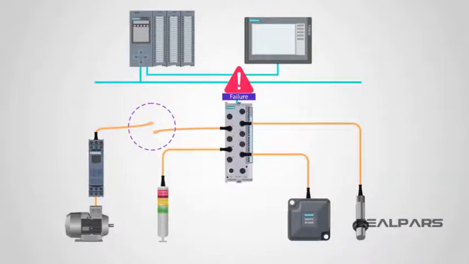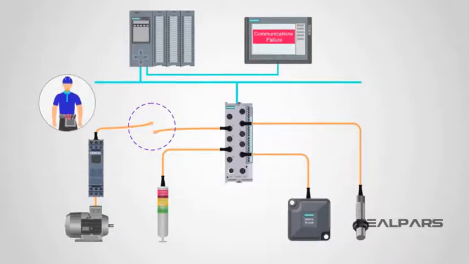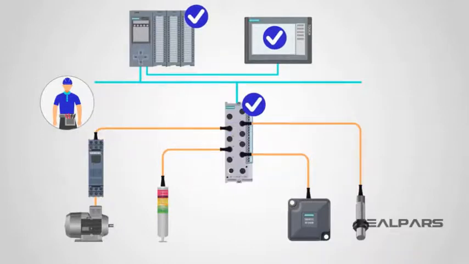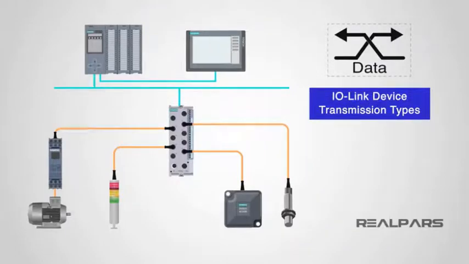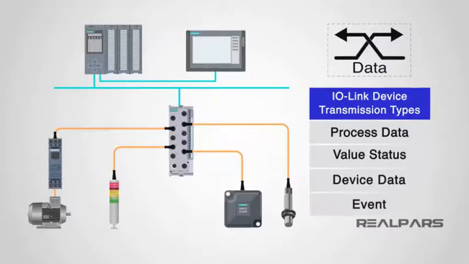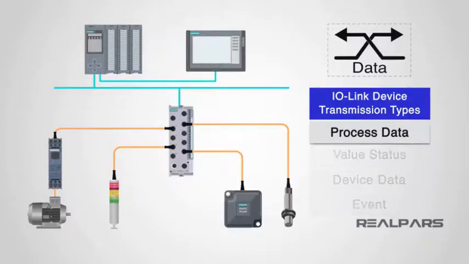Upon recognizing this, the I/O link master will signal the communications failure to the higher level controller. This can then alert operators or maintenance staff of the issue, so they can physically attend to and rectify the problem. An I/O link device has 4 types of transmission: process data, value status, device data, and events. The process data is considered as the latest state of the sensor or actuator, such as speed. Process data is transmitted cyclically, which means automatically, at regular defined intervals.